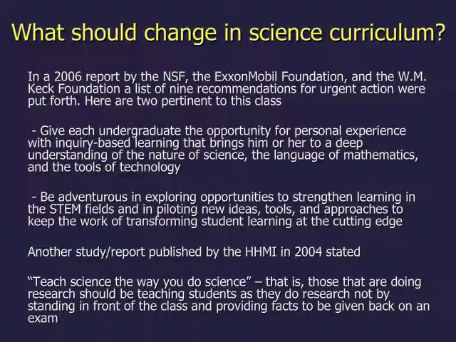The first was a report in 2006. They suggested 9 urgent action items, and 2 are relevant to this course. The first is that we should be giving undergraduates the opportunity for personal experience with inquiry-based learning that brings you, the students, to deeper understanding of the nature of science, or in this case, biochemistry. The second is to be adventurous in exploring different curricula to strengthen learning in science, technology, engineering, and mathematics STEM fields, and piloting new ideas, tools, and approaches to developing curriculum, such as what we're doing in this course.